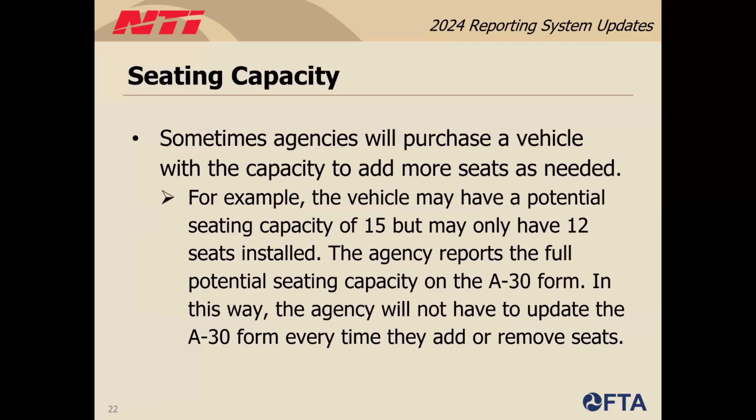In that case, you're still going to report the absolute maximum of that vehicle, which in this case would be 15. This way, if you're adding and removing seats between years or even within the same report year, you don't have to update your A30 every time you do so. It's always just going to be that same maximum value of 15.